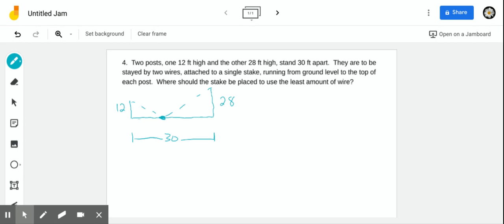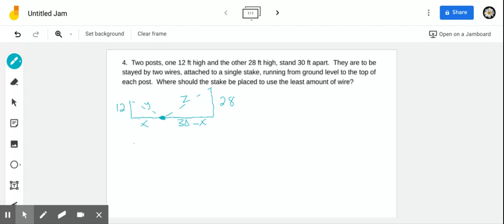We want to know where should the stake be placed. So I'm just going to call this X, and that's going to give us our distance. That's what we're trying to find is X. Now, since this entire section is 30, this part over here is 30 minus X. Okay. So this is our situation. And then we also have this wire. I'm just going to call these Y and Z.